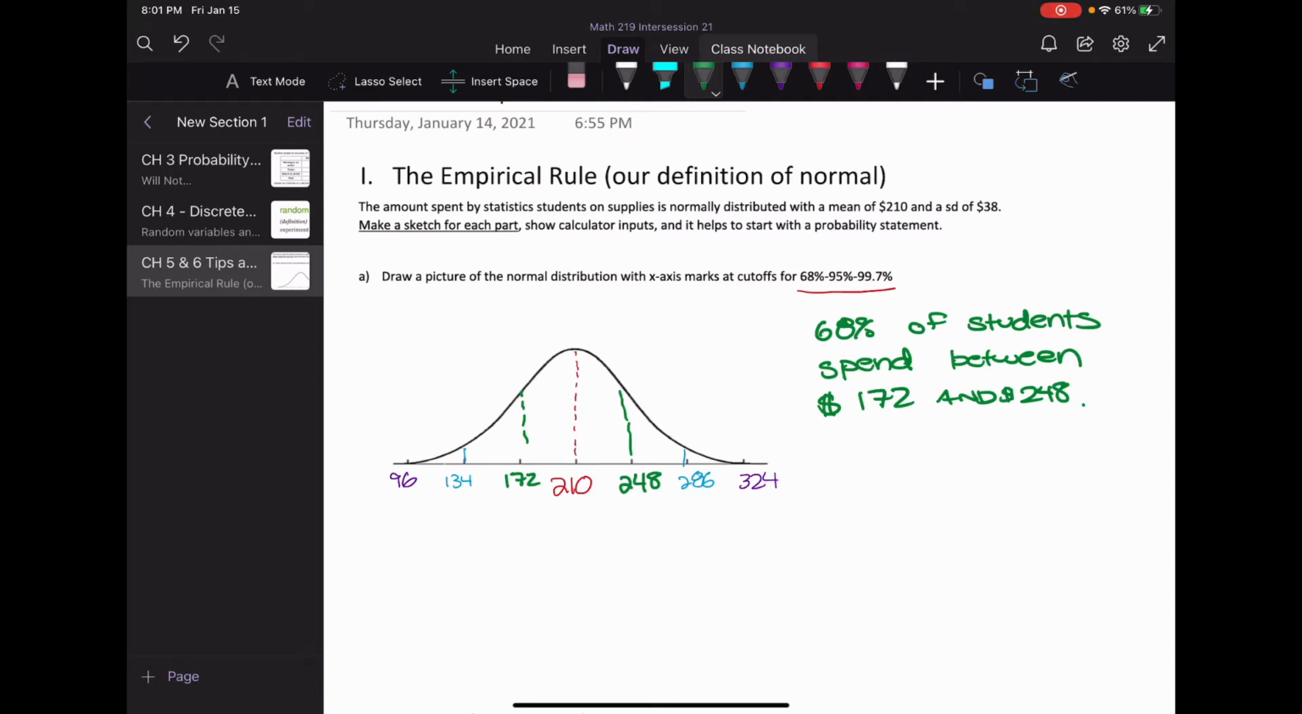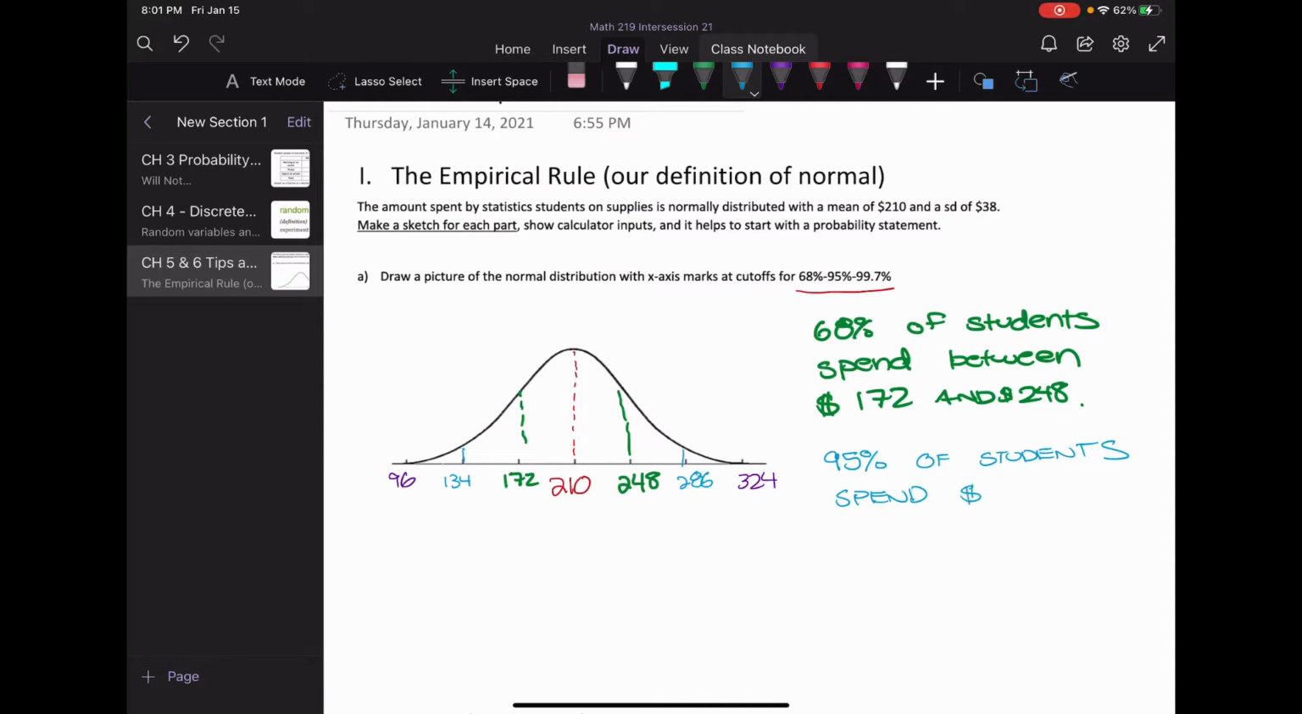Okay, so if that is true, I also know that 95% of students spend $134 to $286. And that's what we consider the interval of normal values, of usual values. So anything outside of that would be considered unusual. And so these are extreme values.